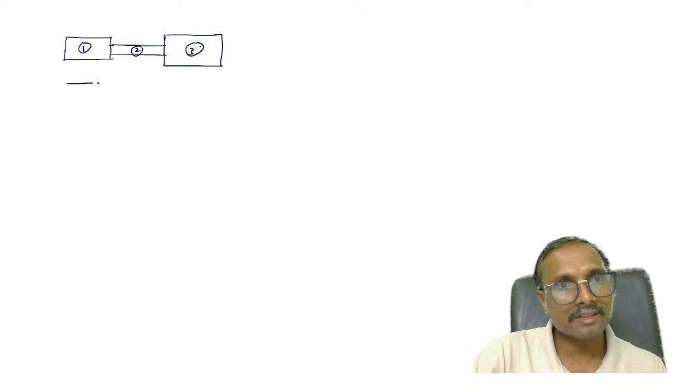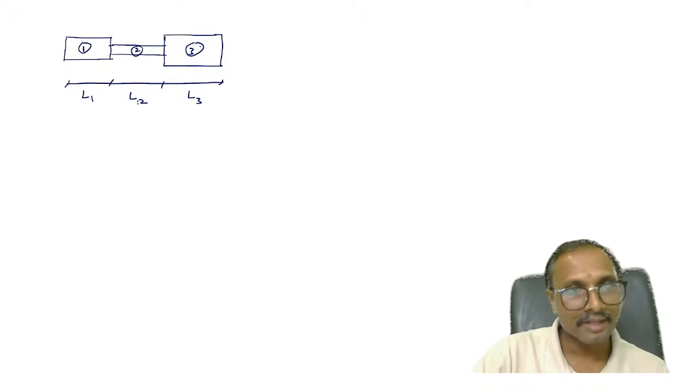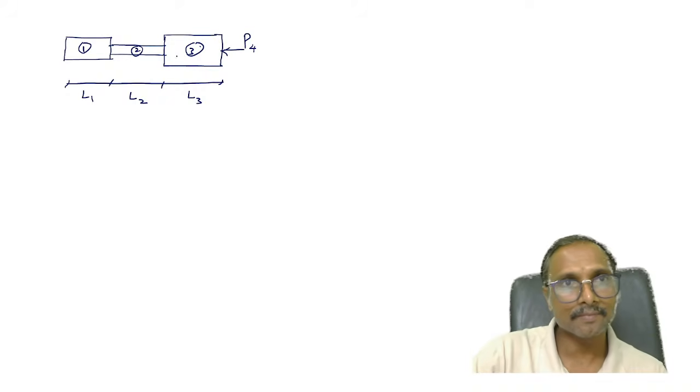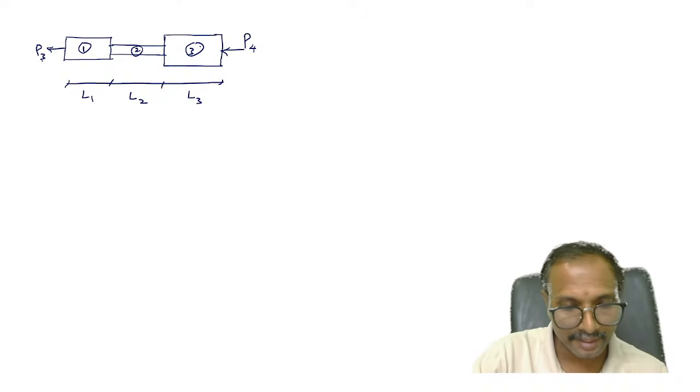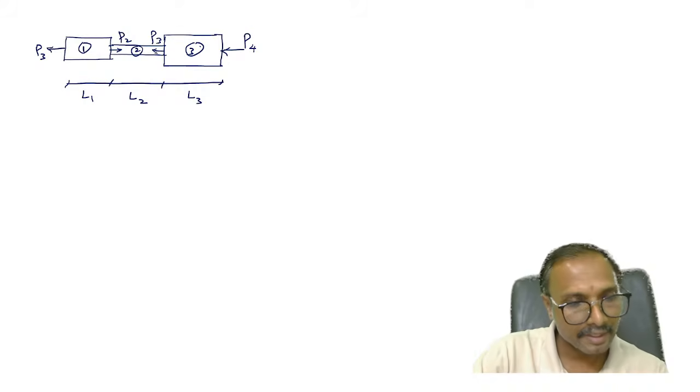So what are the lengths you are having? Tell me. These are the lengths. What are the lengths? L1, L2 and this L3. So now what we have applied? At this place that P4 is applied. Now at this place, what is it? Left side that P3 is applied. And at this junction, that P2 is applied. And at this junction, P3 is applied. Okay, is it clear now?